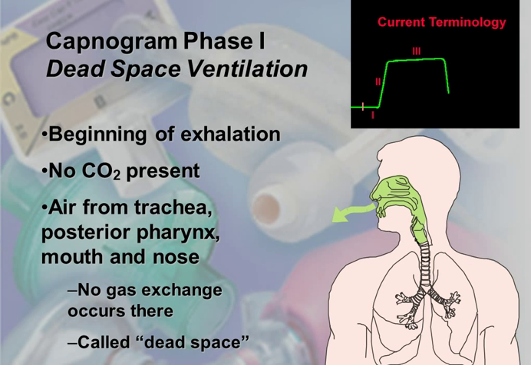All right, so during phase 1, it's dead space ventilation. It's the beginning of exhalation. There's no carbon dioxide present. The air from the trachea, posterior pharynx, mouth, and nose. There's no gas exchange occurring there, and we call that the dead space.